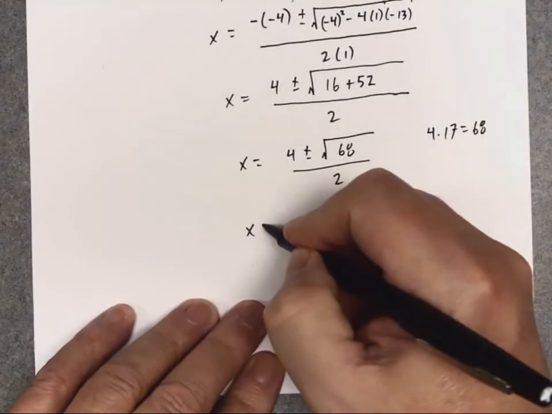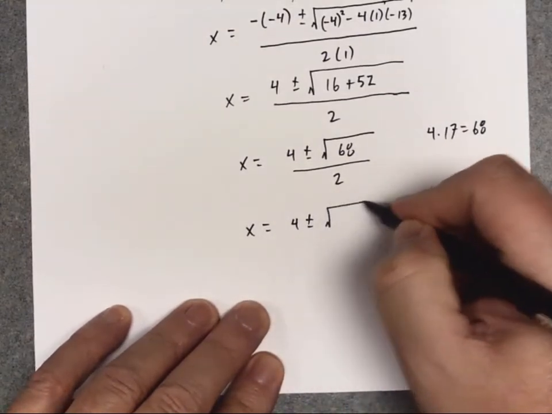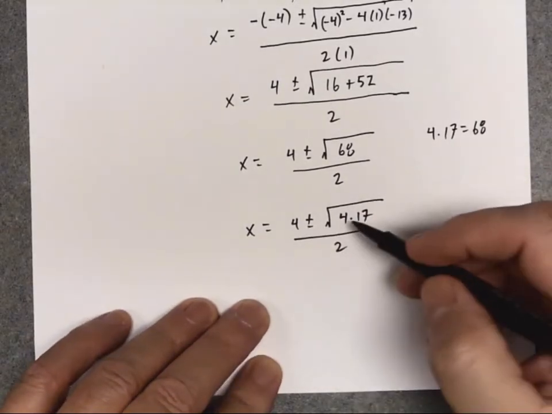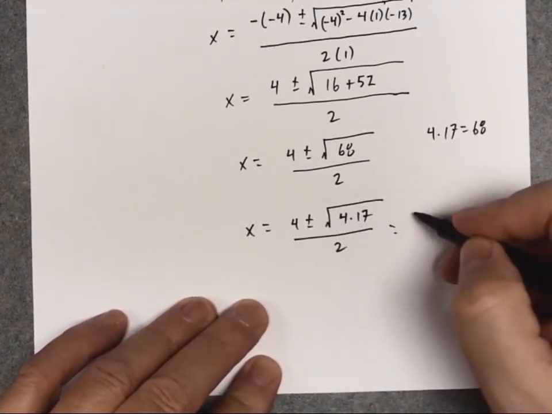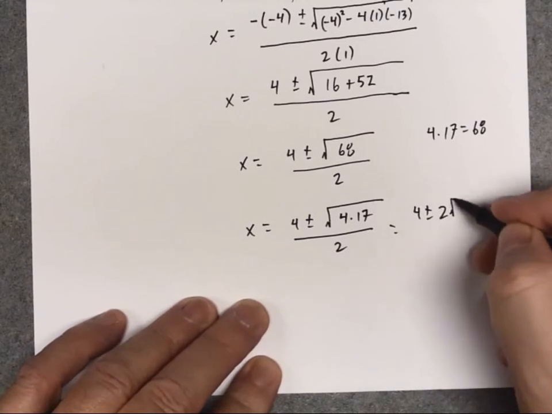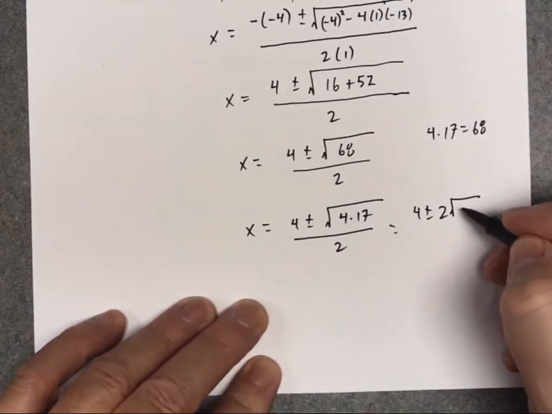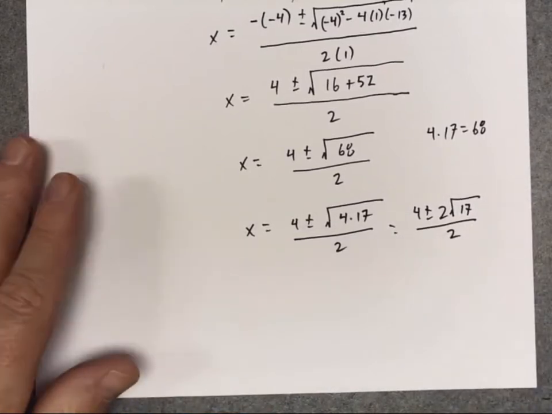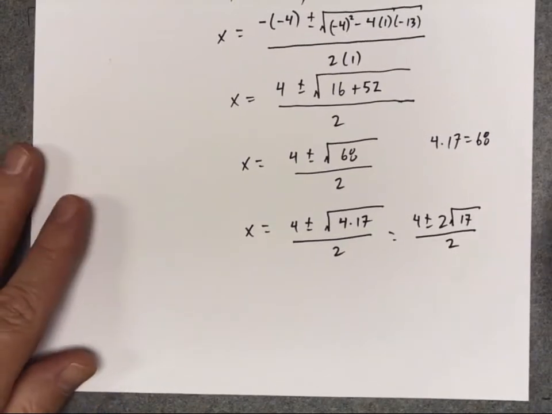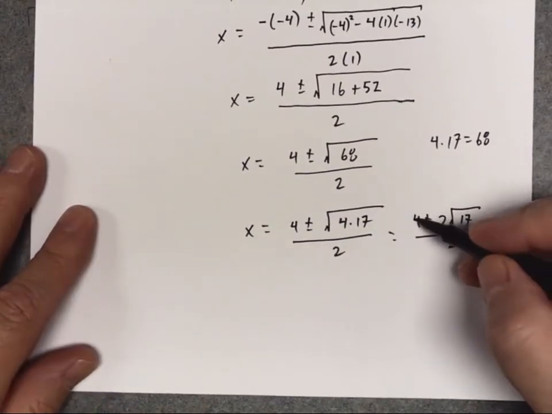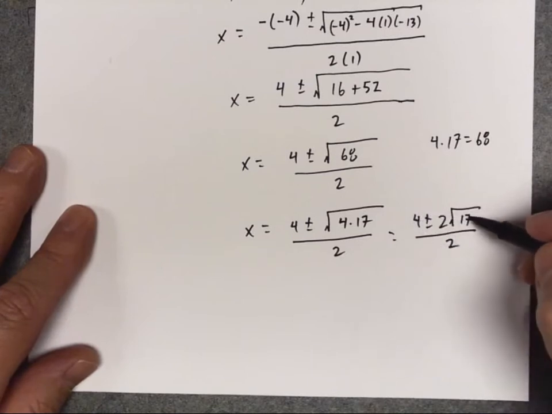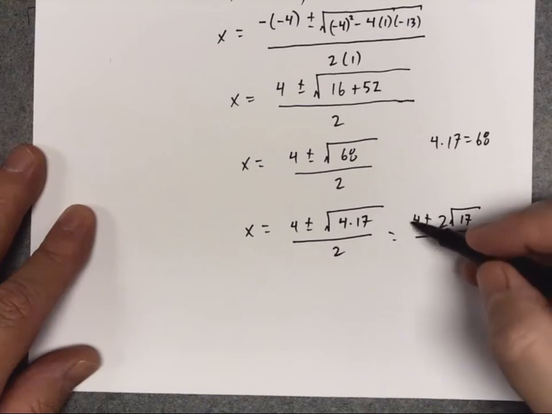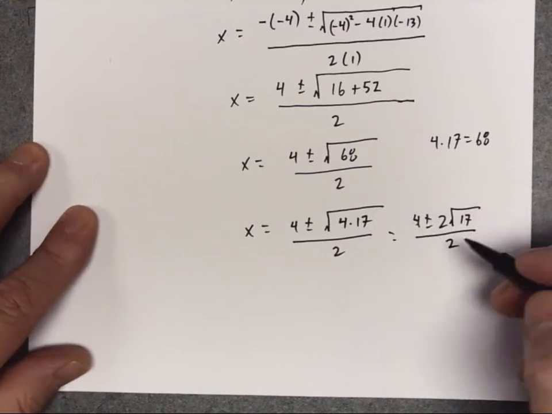So just to make it very clear what happens here, the square root of 4 comes out as a 2. So I end up with this. Of course, I'm not done yet, because now I notice I have two terms in the top, a 4 and 2 squared is 17, and in the bottom a 2. I have a common factor. In other words, I can divide the top and the bottom by 2.